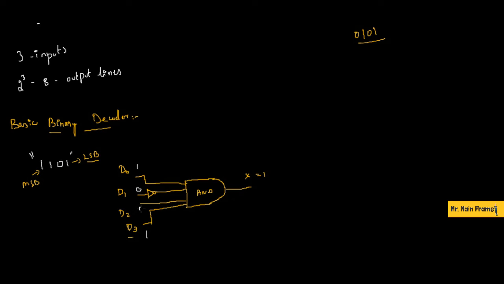In this specific circuit design, D0 is directly connected with the AND gate, so the output will be the same, which is 1. In D1 you have a NOT gate. The duty of the NOT gate is to invert the given input, so it will be inverted to 1. D2 is connected to the AND gate, and this is also 1, and D3 is connected to the AND gate, and this is also 1.